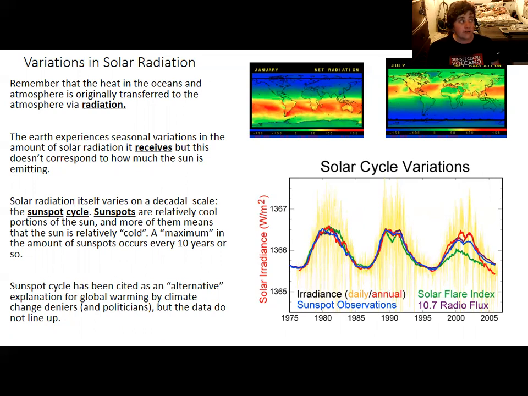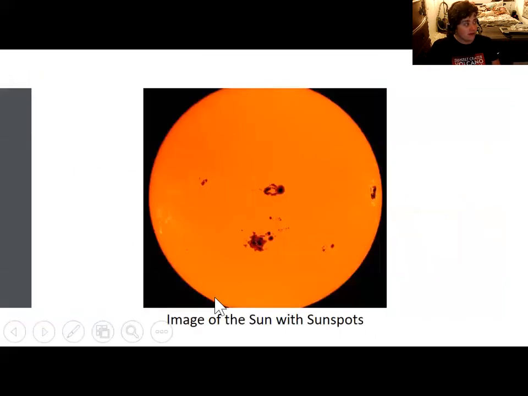Now, 2005, in which the radiation was at a minimum, was not particularly cold. It was actually cited as the warmest year in over a century by NASA. So sunspot cycles, which are cyclical, don't align with the upward trend in temperature that we've seen happening in the past couple of centuries. And this is what I mean by sunspots. Don't look at the sun directly. This is from a telescope.